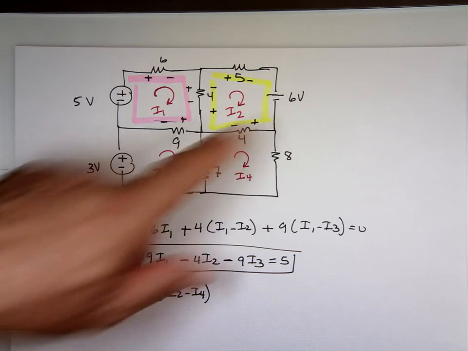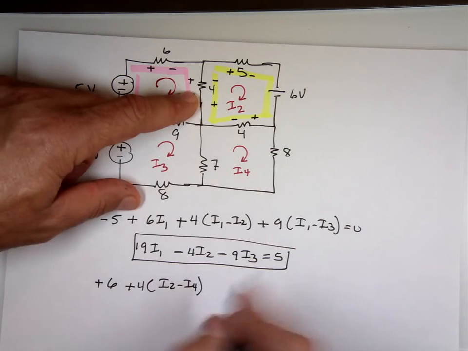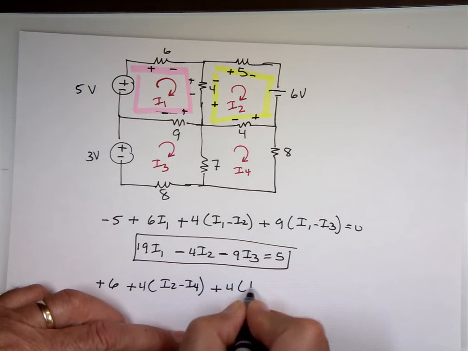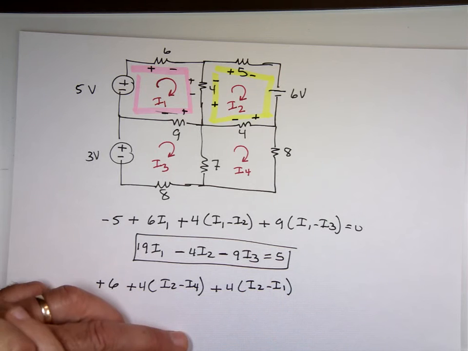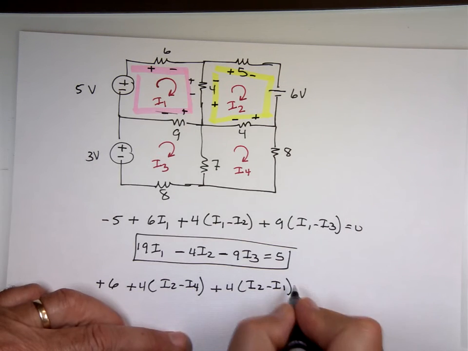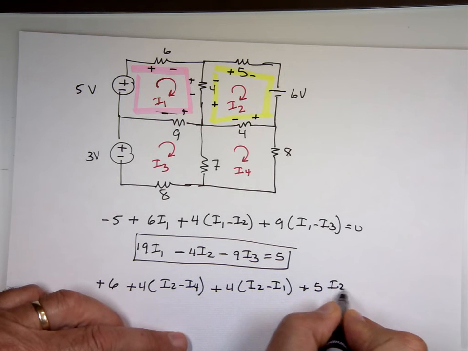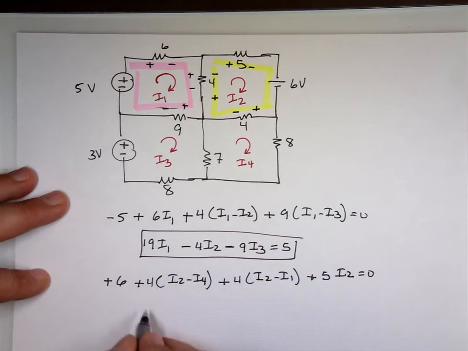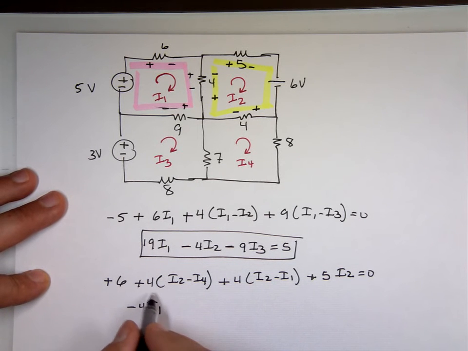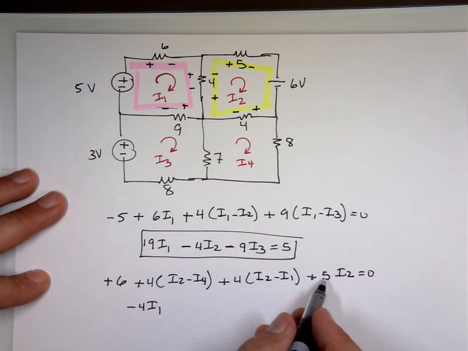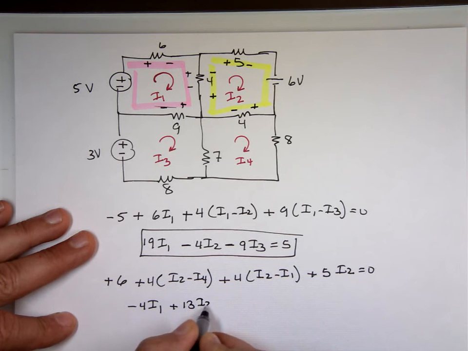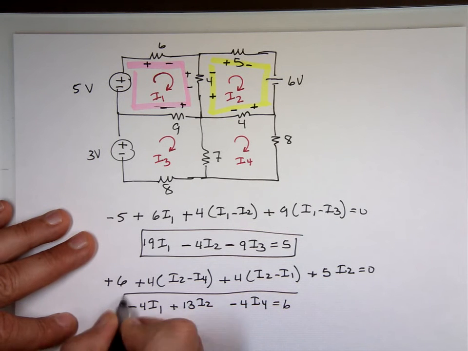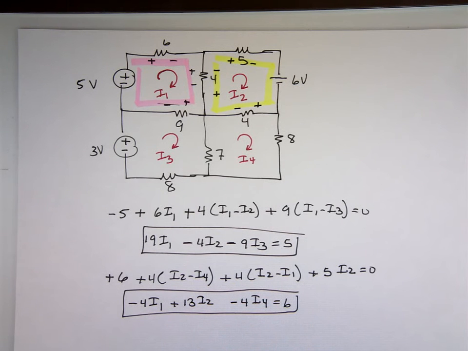Continue with that. I'm going up now through the 4 ohm. What's the current up? I got this one pushing up, but this one pushing down. Continue with the last one. The only current through that is I sub 2. Clean that equation: negative 4 I sub 1, 4 and 4 that's 8, 8 and 5 is 13, negative 4 I sub 4. That's my other equation. I have two equations by how many unknowns? 4. 1, 2, 3, and 4.